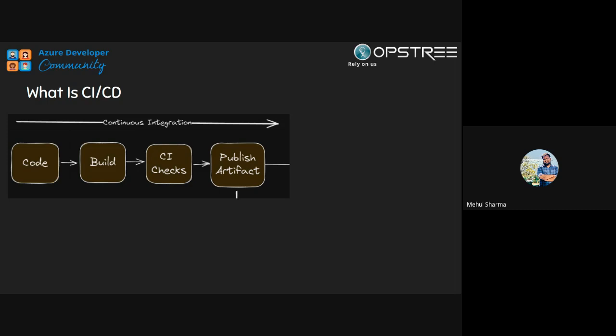Now, if I wake up and I say I want to get Go CI, so you will say push the code of Go, right? Build the code of Go, perform checks on the Go language, and then publish the artifact, whatever it creates.